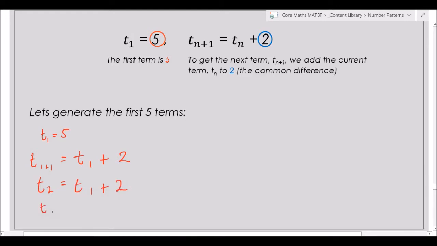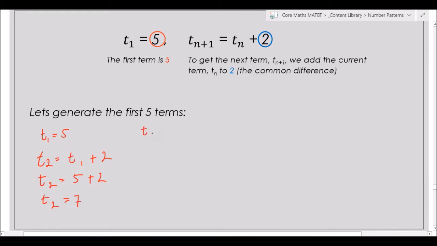So in this case, term number 2 would be term 1, which is 5, plus 2, and that equals 7. Now, technically, you don't need to add this step here, so I'm going to get rid of it so that it doesn't confuse anybody. I'll write all this again. So remember, this recurrence relation tells you how to get the next term. That means term 2 will be equal to term 1 plus 2, which equals 5 plus 2. So term 2 is 7.